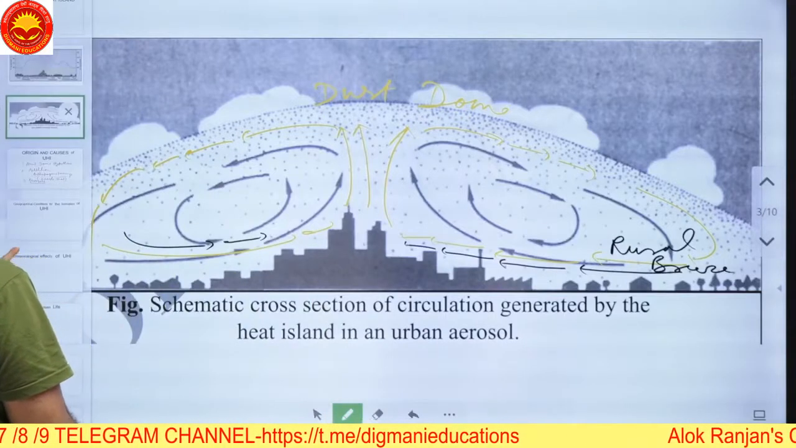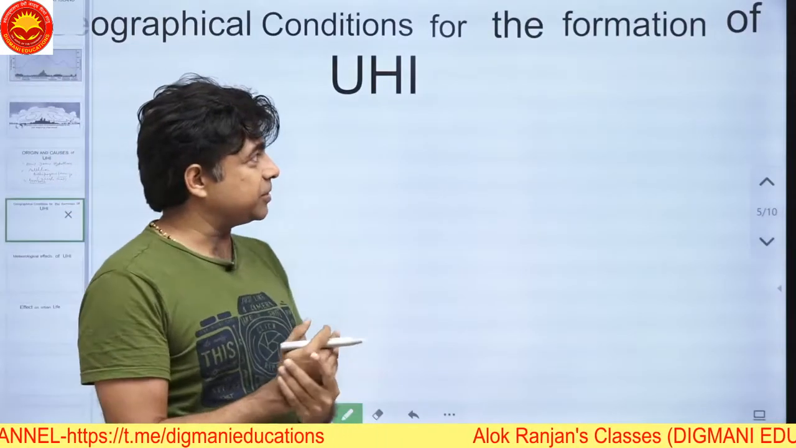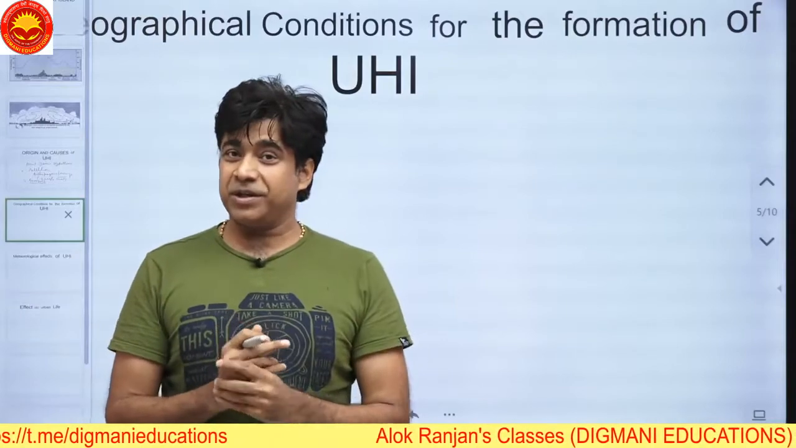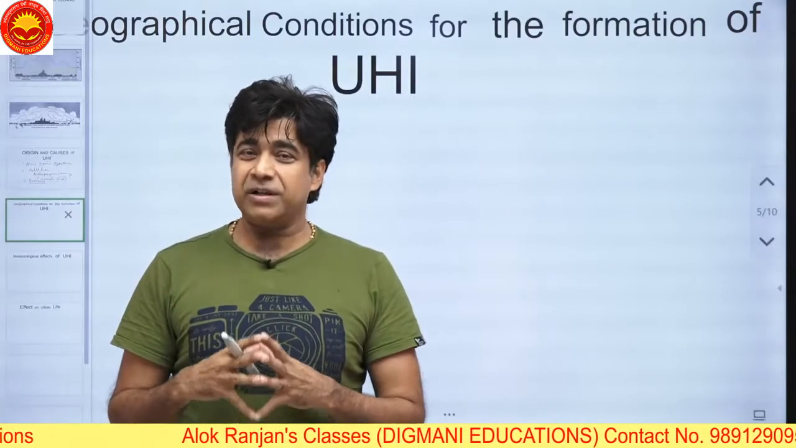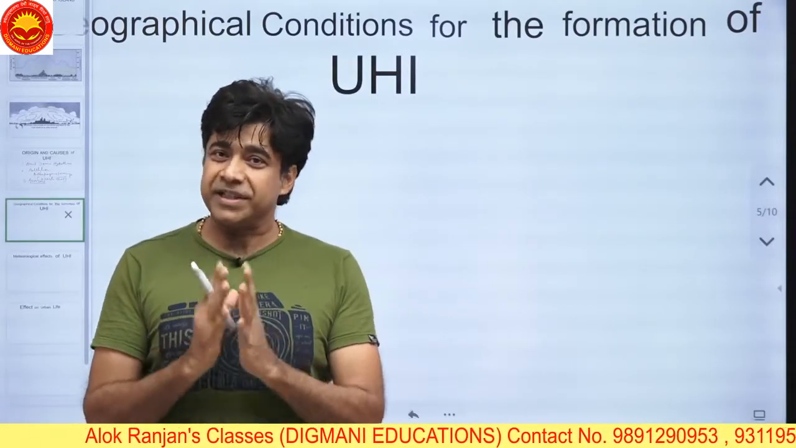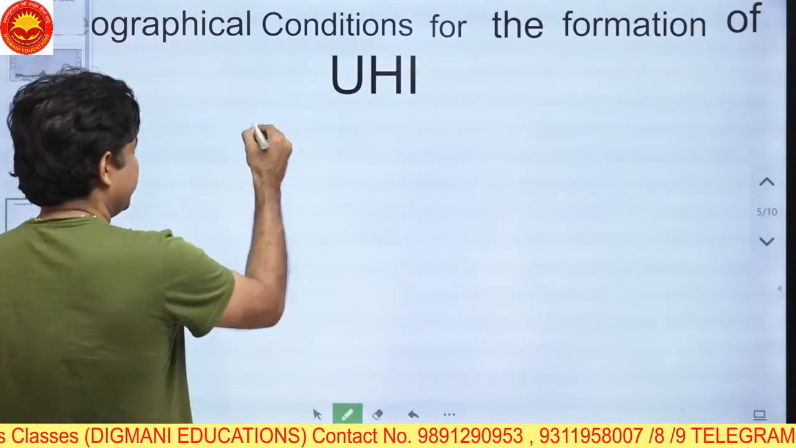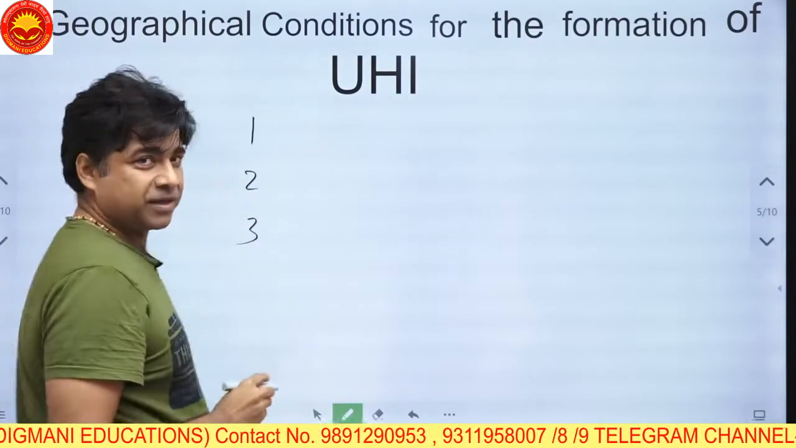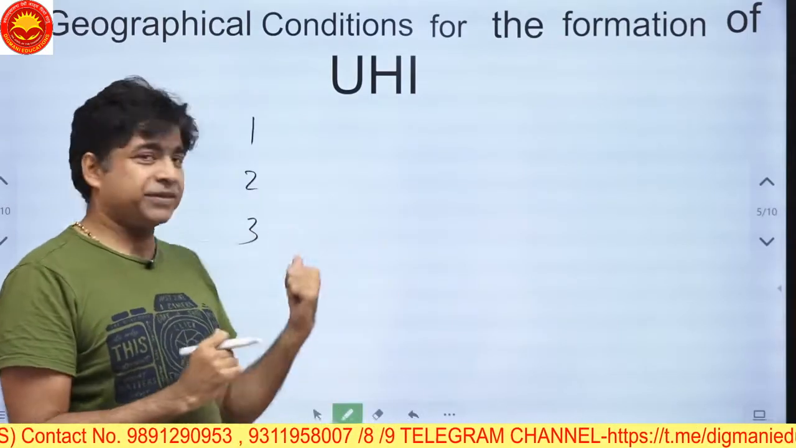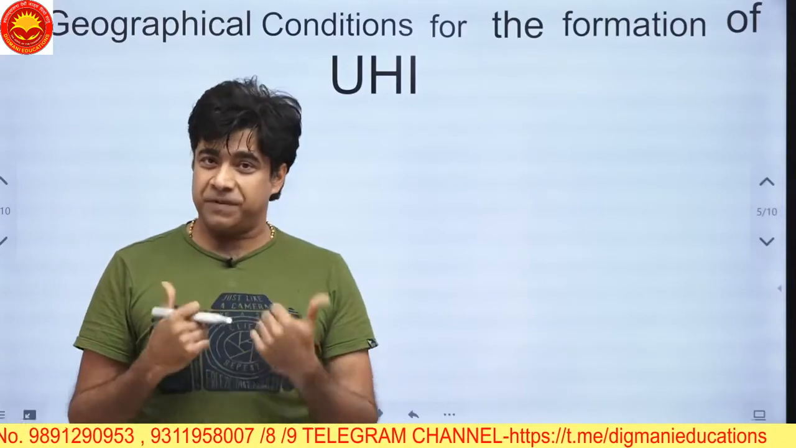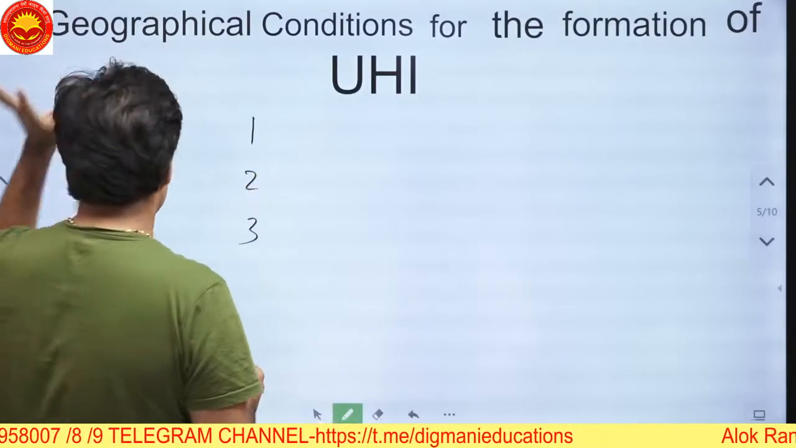Now, we'd like to show you one more discussion point: geographical conditions for the formation of UHI. What are the geographical conditions? This could be your question for the year or maybe in the coming years. What all are the geographical conditions related to the urban heat island phenomenon? So in geographical conditions, you can discuss the three theories, 1, 2, and 3, which I have discussed in the beginning itself. All these three theories are actually geographical theories. So if they ask on the geographical conditions, please discuss the three theories.